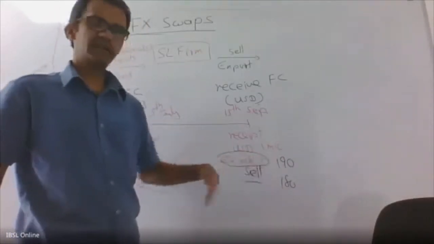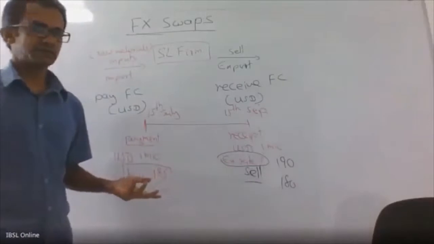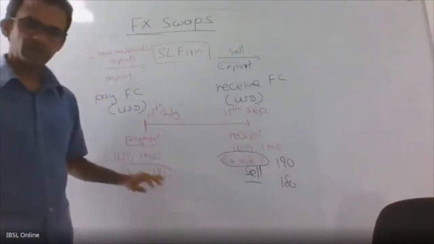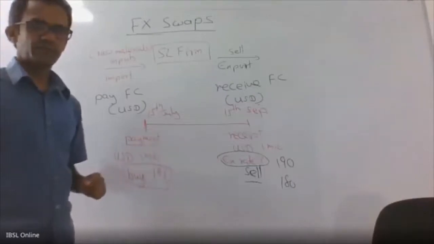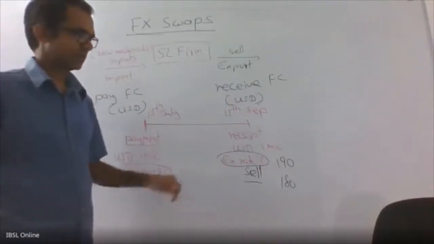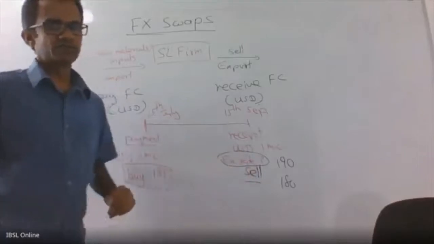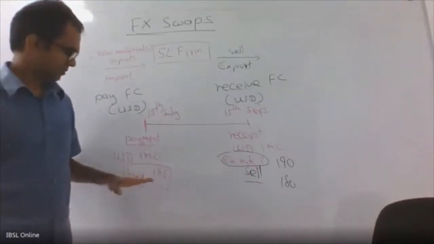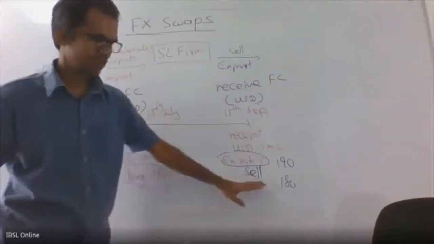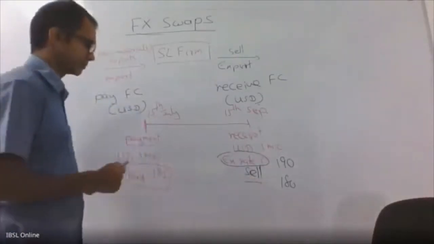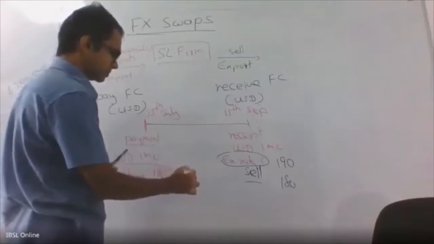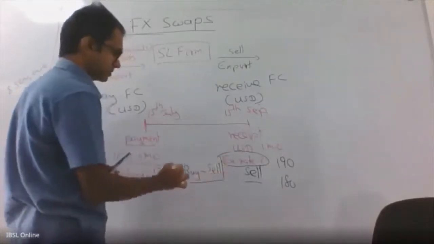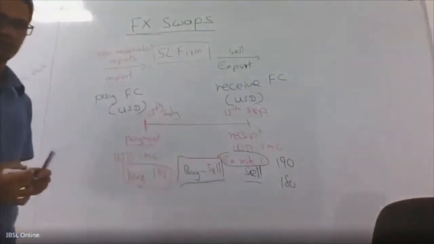If it is 190, that's fine. You can sell whatever receipt at 190. You paid only 185. 5 rupees per dollar you gain. But if it is the other way around, you lose. What can you do? You want to buy here, you want to sell here. So enter into a swap transaction, a buy-sell swap.